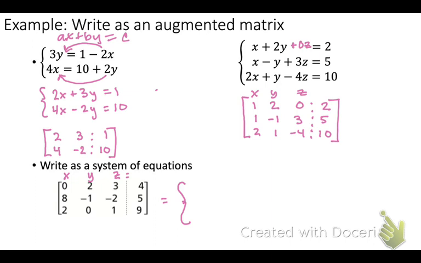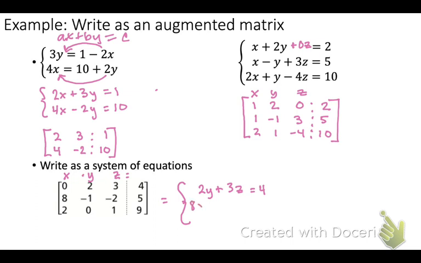No. How many y's do I have, Noah? 3. Okay, do you see the y? How many y's do I have in the first row? 2. So it's 2y. Plus or minus? Plus. How many is this? 3. Equals what? 4. Jenna, next one.